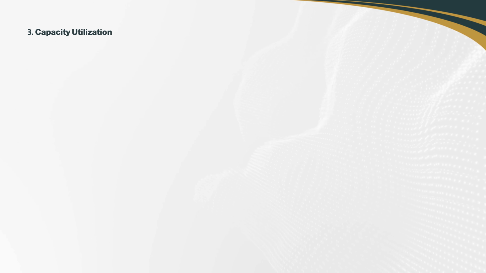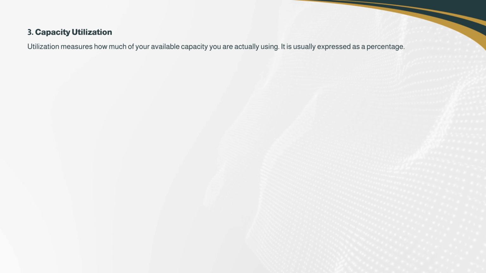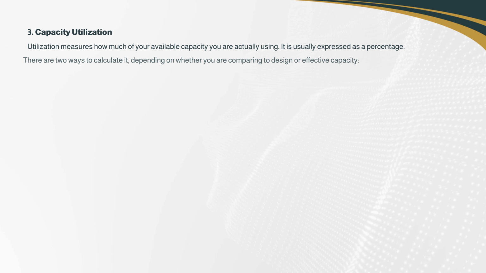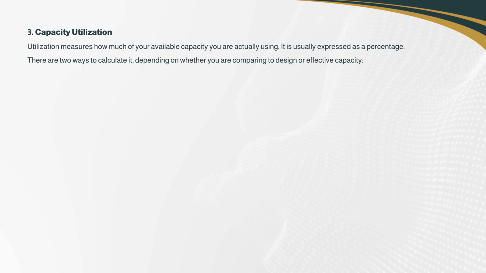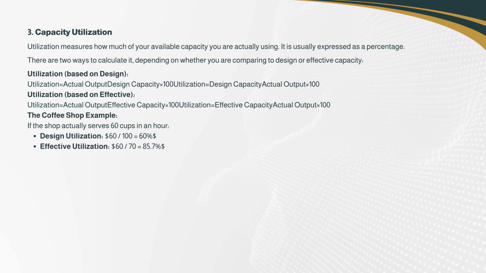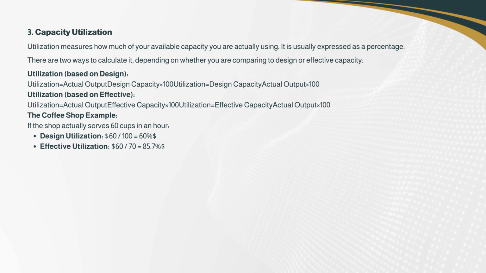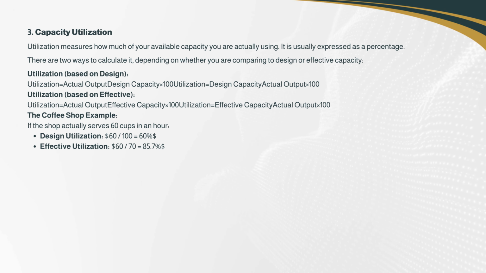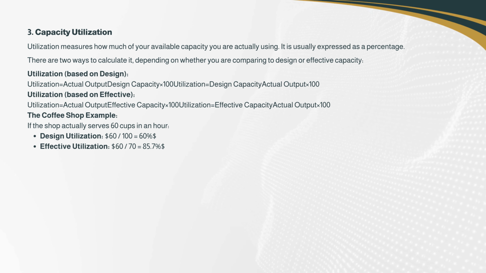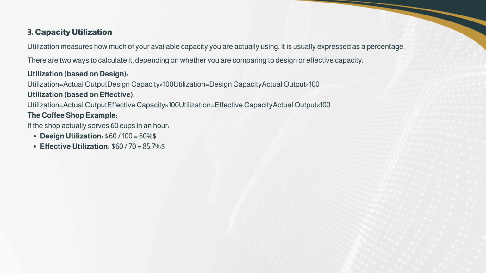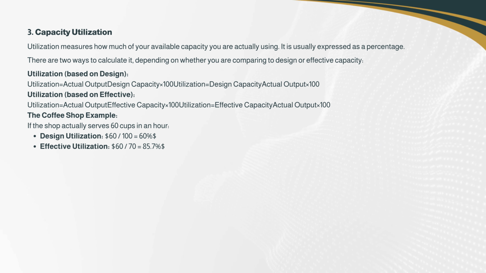3. Capacity utilization. Utilization measures how much of your available capacity you are actually using. It is usually expressed as a percentage. There are 2 ways to calculate it, depending on whether you are comparing to design or effective capacity. Utilization based on design: utilization equals actual output divided by design capacity, times 100. Utilization based on effective: utilization equals actual output divided by effective capacity, times 100.